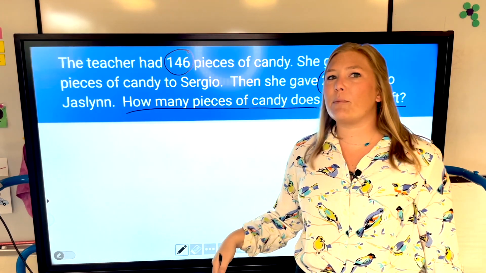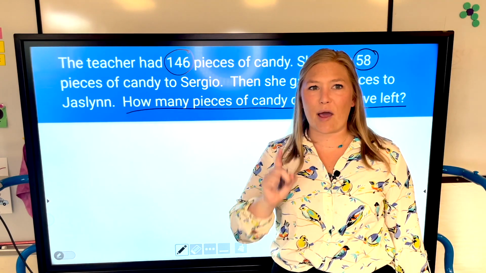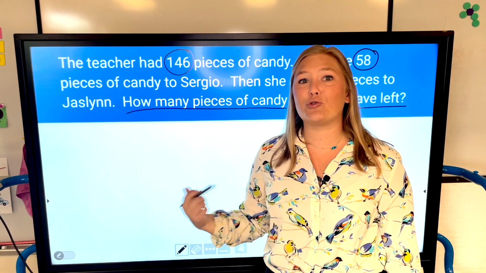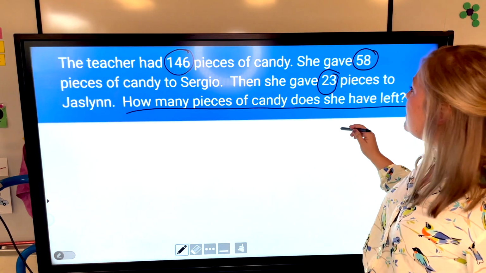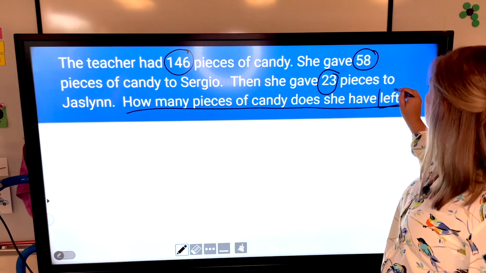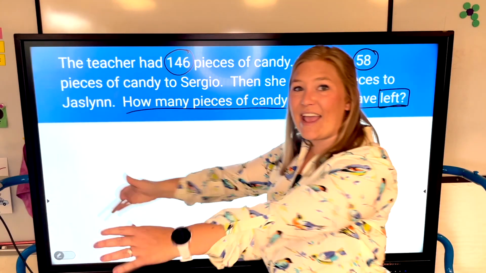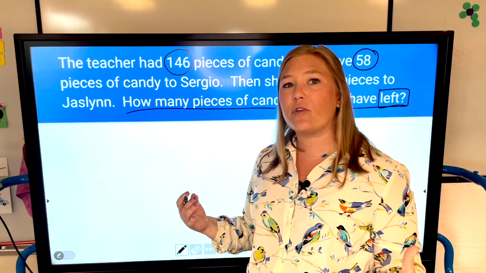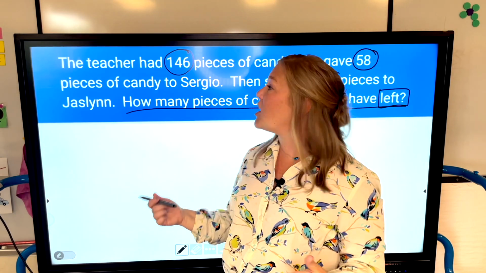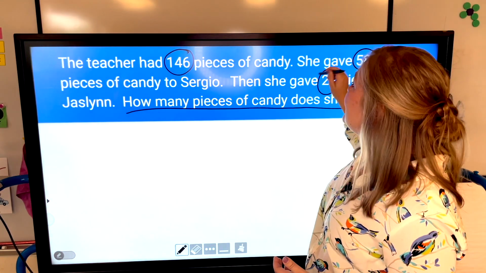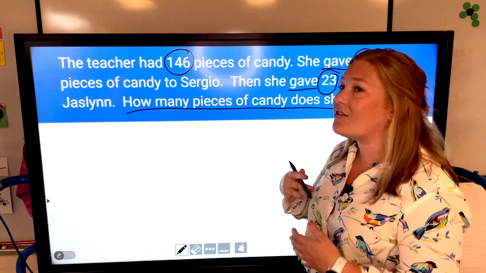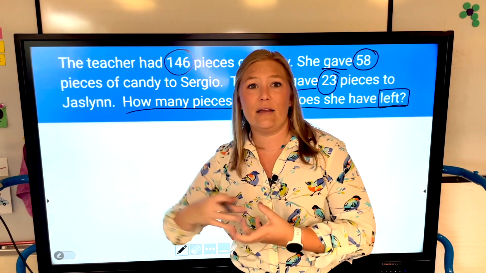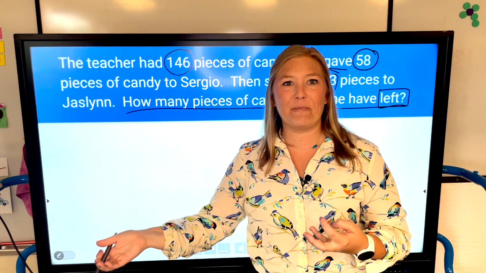So I know that I'm not going to be able to do this with just a one-step problem. We're going to have to subtract more than once. I know that we're subtracting because of this word left. I know that that means she gave some away. Also, there are some clues in our problem that help us know it's subtraction as well. By saying she gave pieces, right? We know that she's giving things away. So things are being taken away from that bigger number.